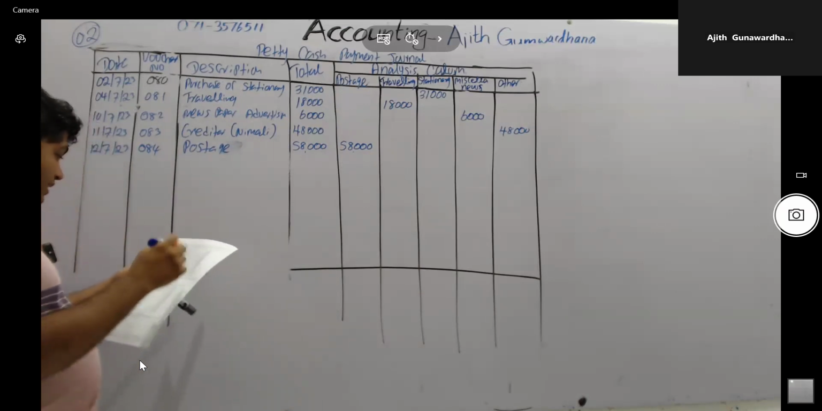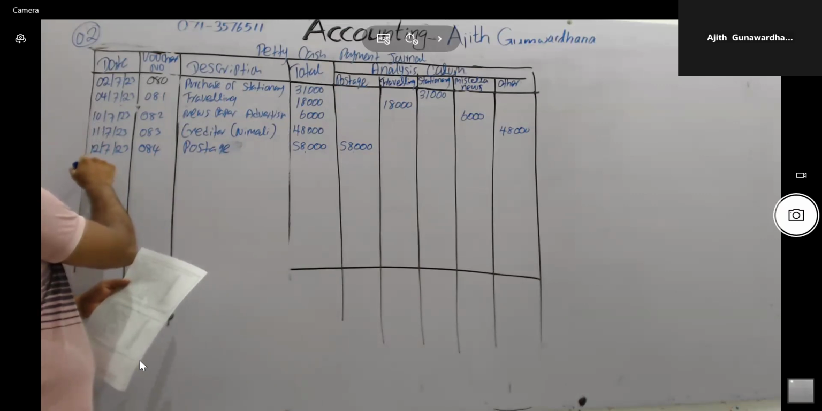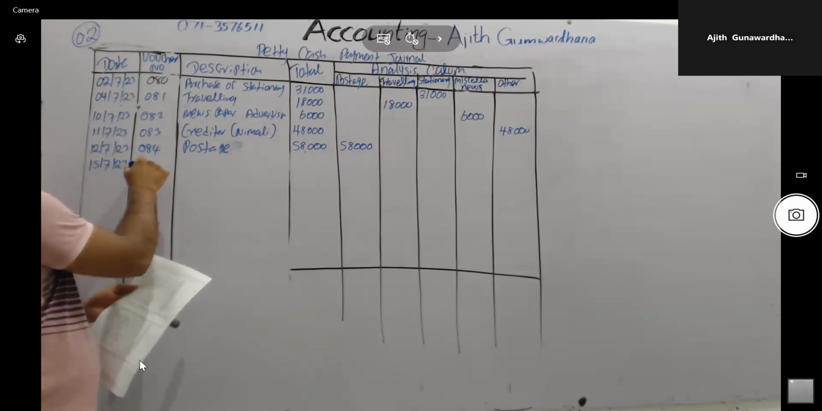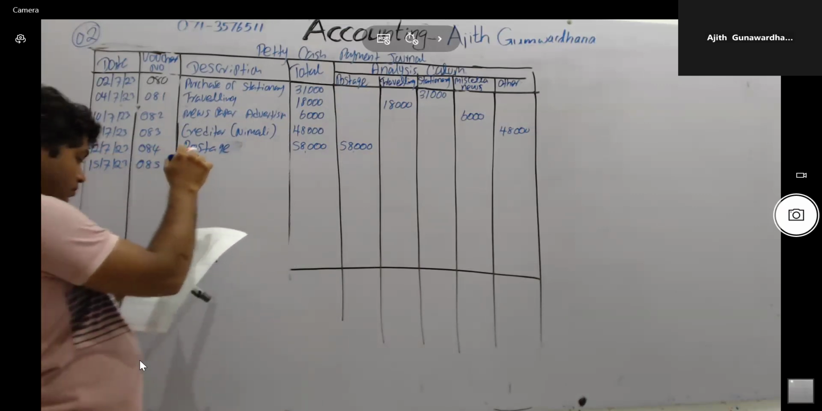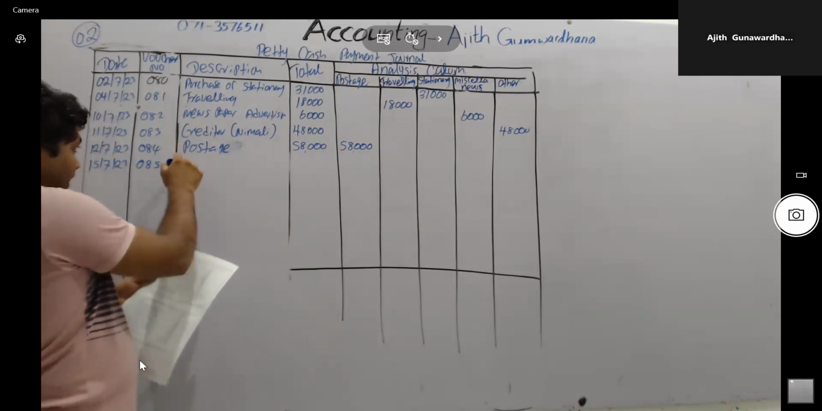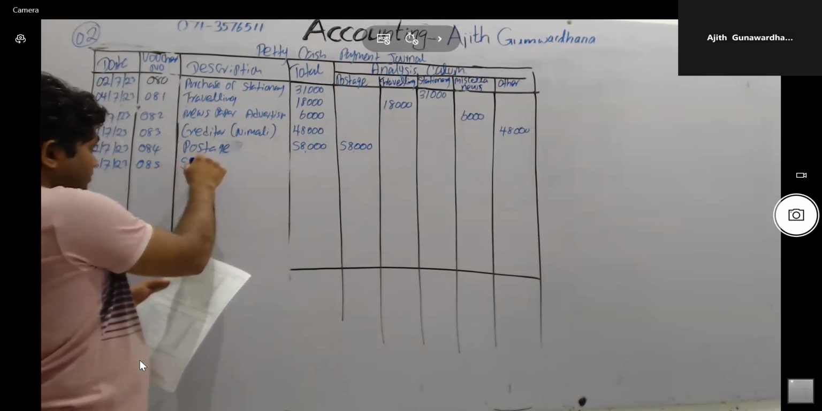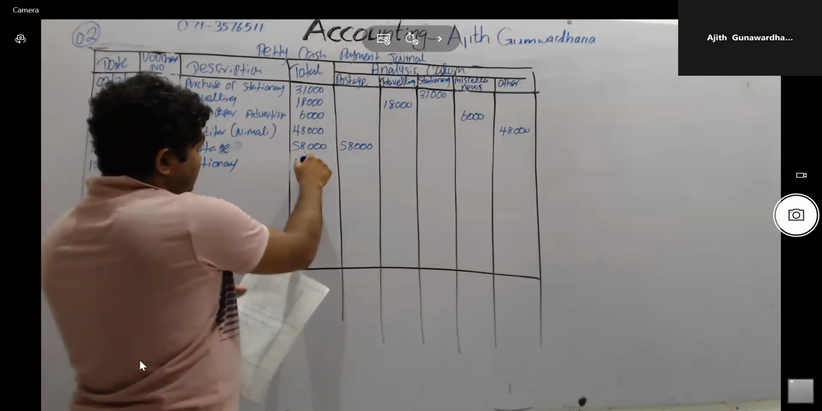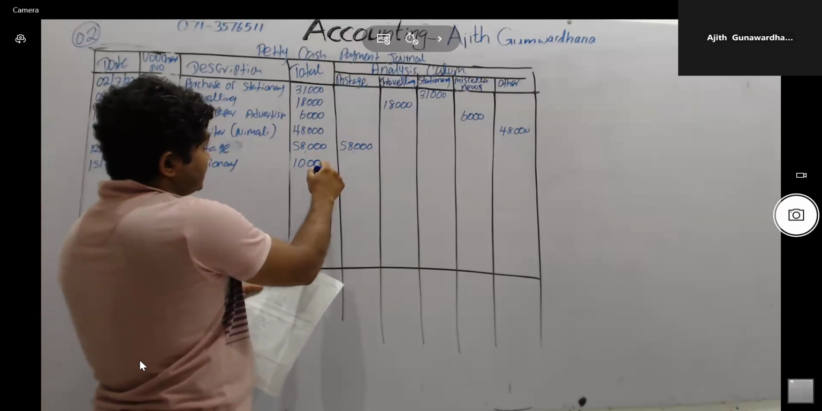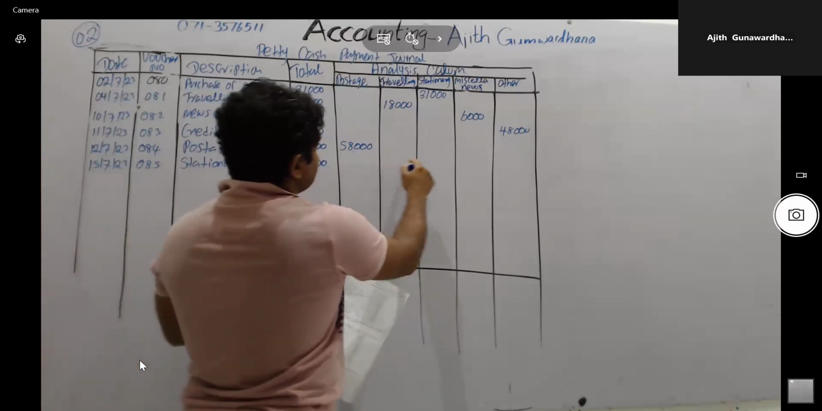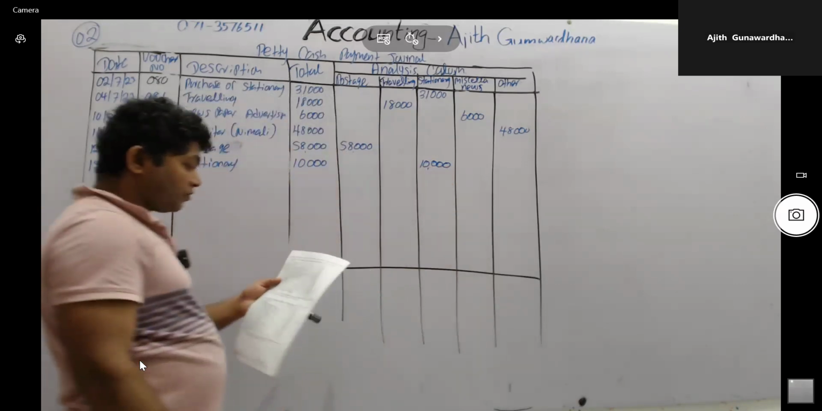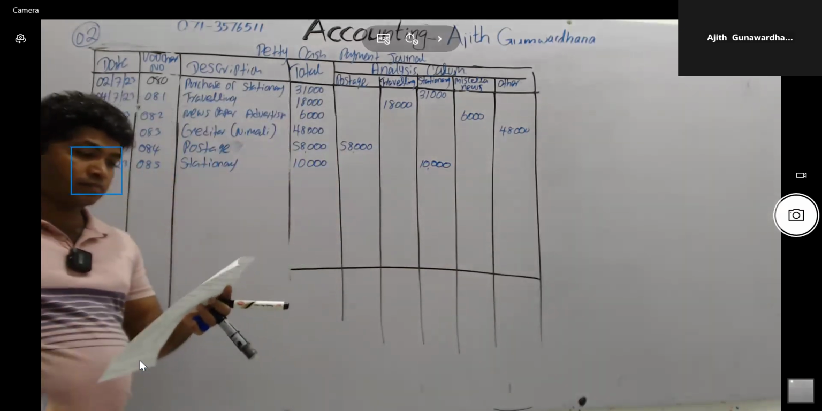Next one is stationery, 15 July 23, 085. Stationery 10,000. Therefore, a separate column for stationery, 10,000.